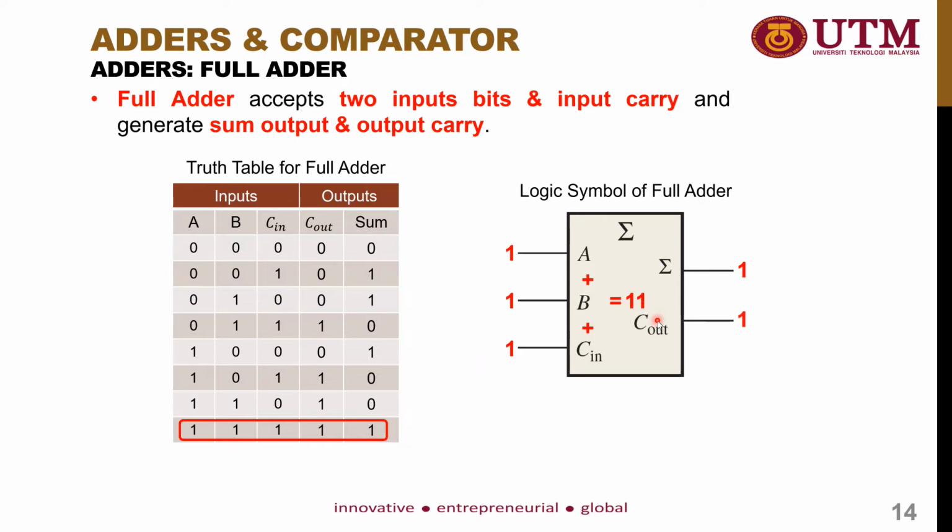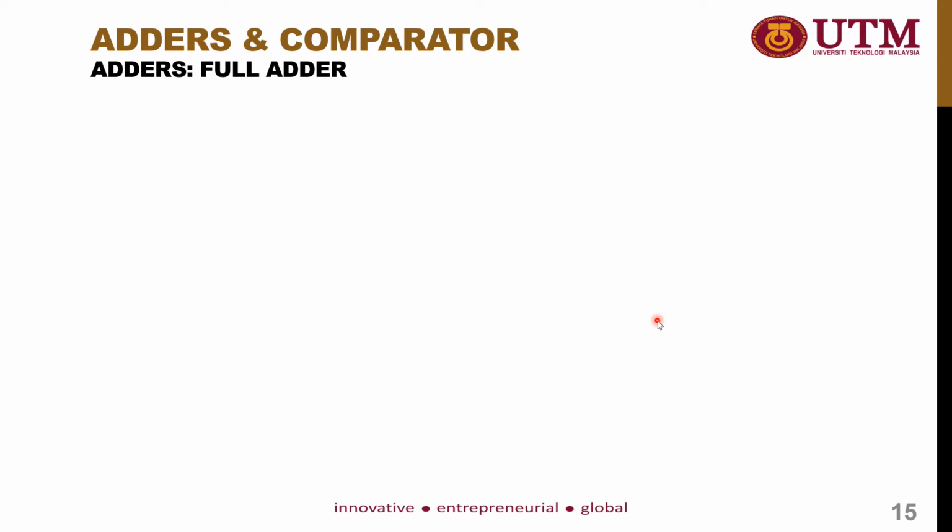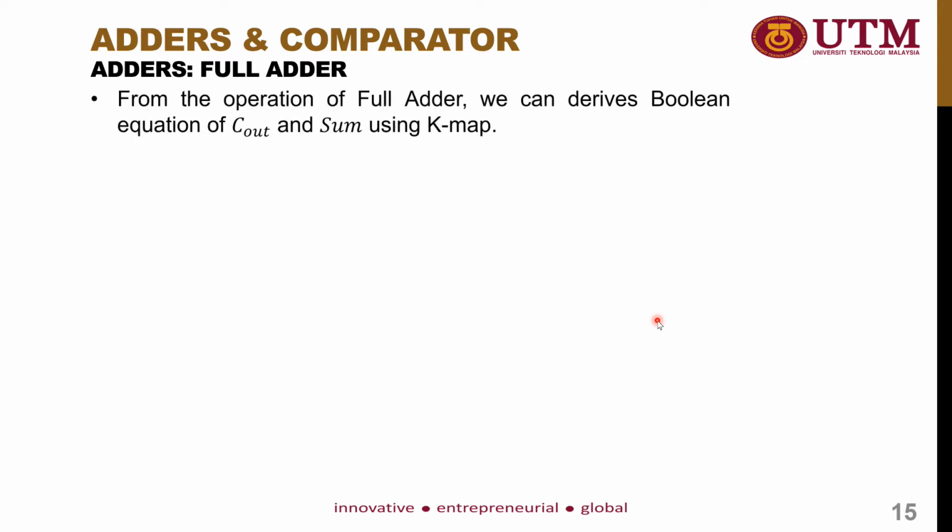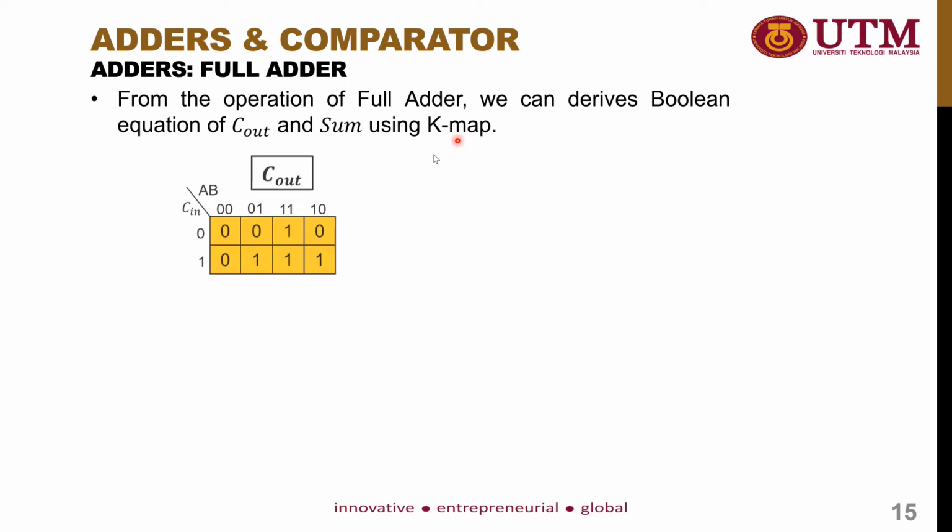Okay, next I will show you how to get the expression for sum and output carry. From the operation of the full adder, we can derive the Boolean equations of Cout and sum by using the K-map. Because the input variables have been increased to 3, it is quite complicated for us to get the Boolean expression by directly using the truth table. So we need to use the K-map.